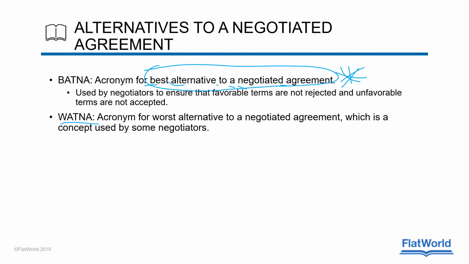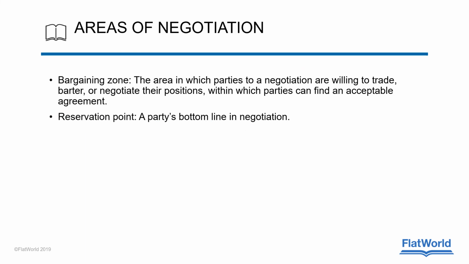And then the WATNA, the worst alternative to a negotiated settlement. This is also a concept used by negotiators. So keep this in mind: what is the worst? Both of those terms allow you to identify the bargaining zone. This is an area in which parties to a negotiation are willing to trade, barter, or negotiate their positions, within which both parties can find an acceptable agreement. So this is your bargaining zone.